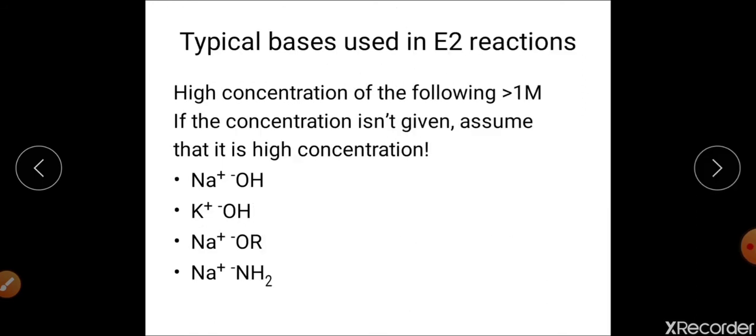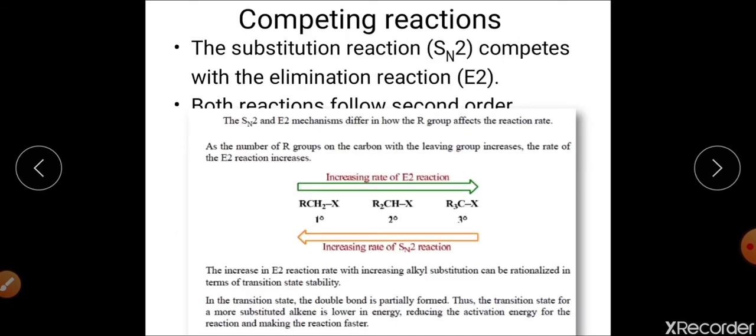These are the typical bases that are used during the E2 reaction, right? You can see on the screen that these are the different types of bases that can be utilized during the course of the E2 elimination reaction.